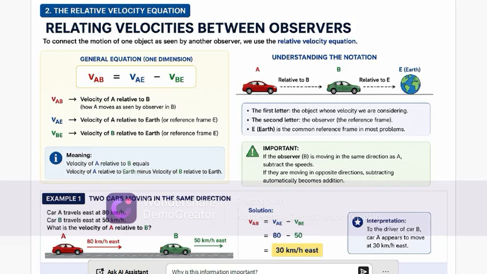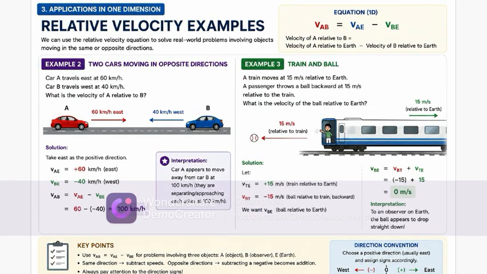So let's look at another thing. Here we are just trying to look at applications in one dimension, or relative velocity examples. We can use the relative velocity equation to solve real-world problems involving objects moving in the same or opposite direction. So let's look at example 2 here.